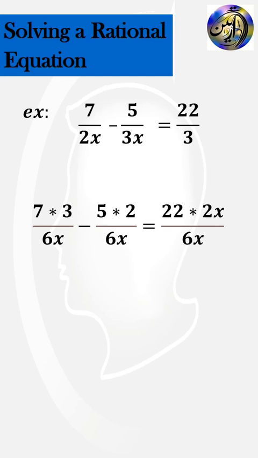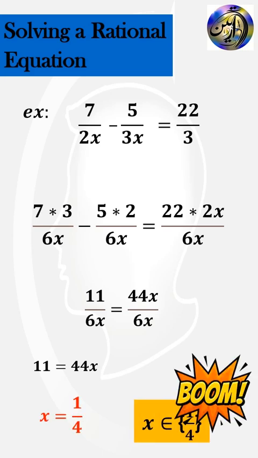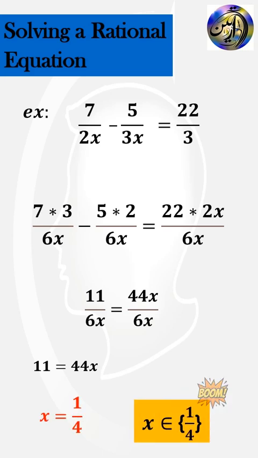Nice! Now we have 11 equals 44x. Divide both sides by 44. X equals 1/4. Easy! Math isn't hard. It just likes to be dramatic sometimes.